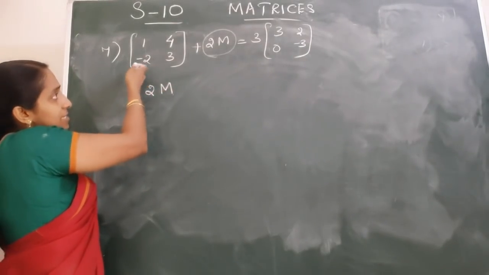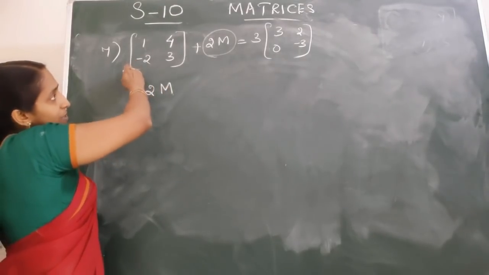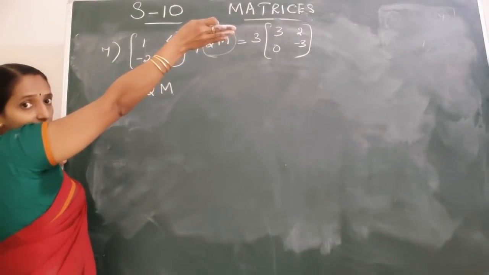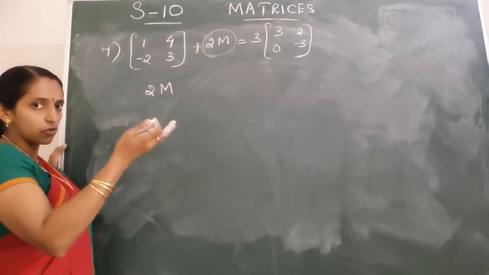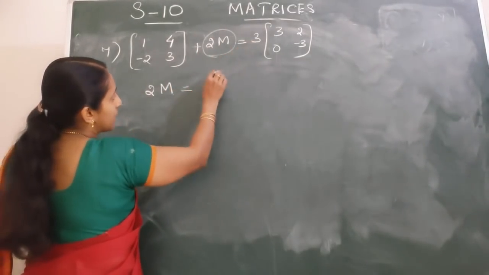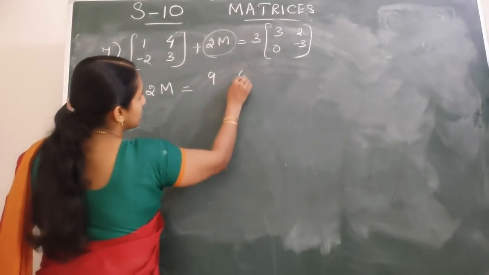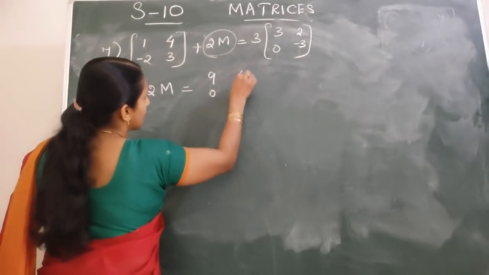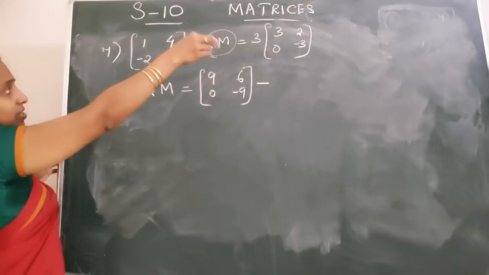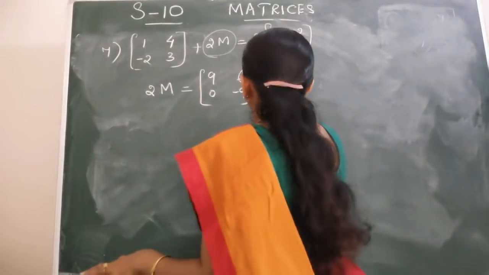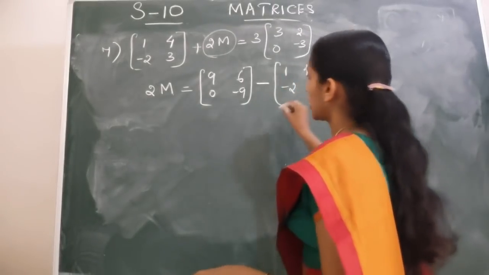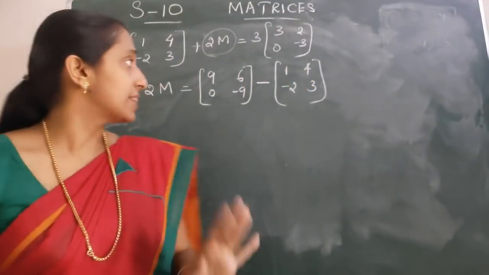And this matrix, as it is an operation of addition, this matrix going to that side means this will be going as minus. Okay, same procedure what we were following in the case of linear equation. So 2M we are leaving here. We will multiply it with 3, 9, 6, 0, minus 9. That is your first matrix. Minus, you are taking this matrix to that side. Minus matrix [1, 4; -2, 3].